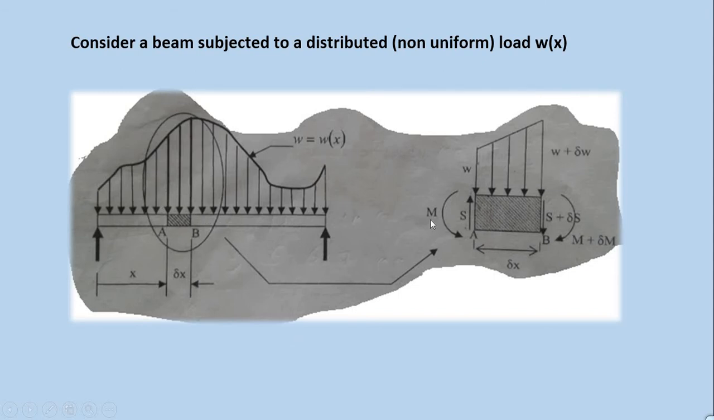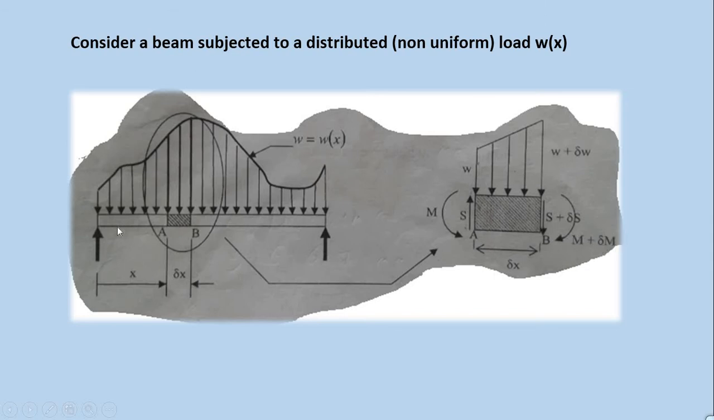Here you can see that M means bending moment, S means shear force. We assume that the shear force on the AB section at face A is in the upward direction and the bending moment is anti-clockwise. And also you can see that from here to here the total load has increased due to load accumulation. So that's why we have increased the shear force at face B as S plus delta S, and also the bending moment as M plus delta M.